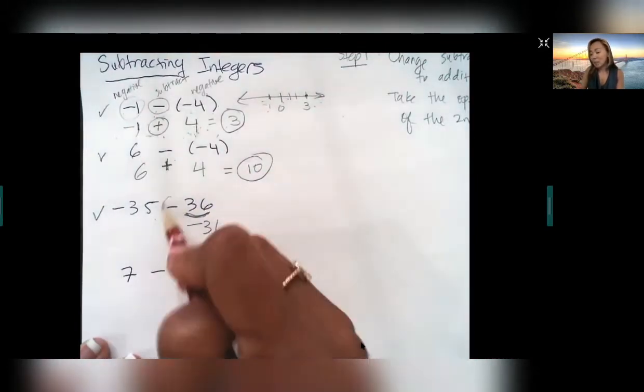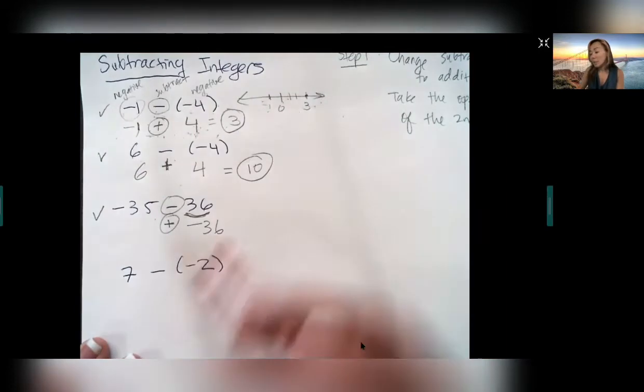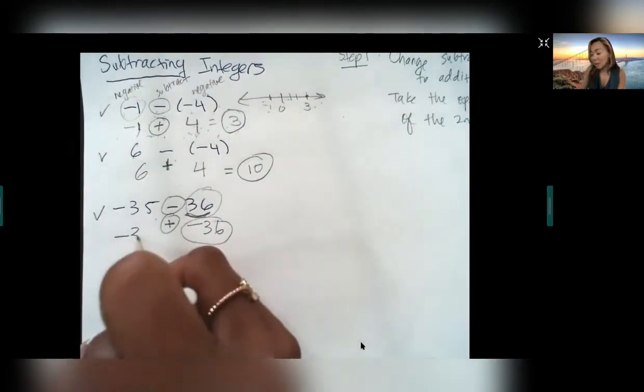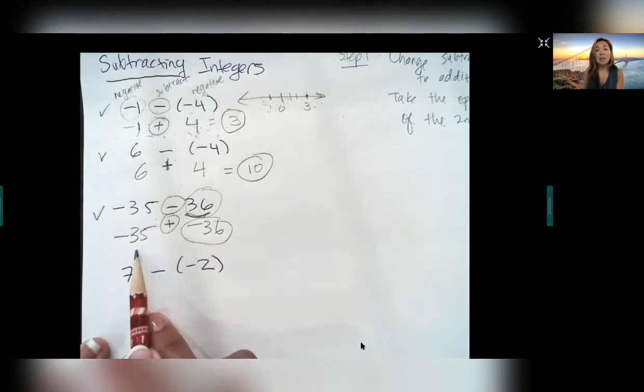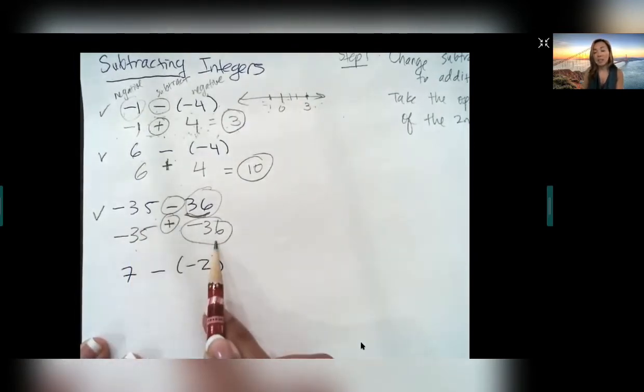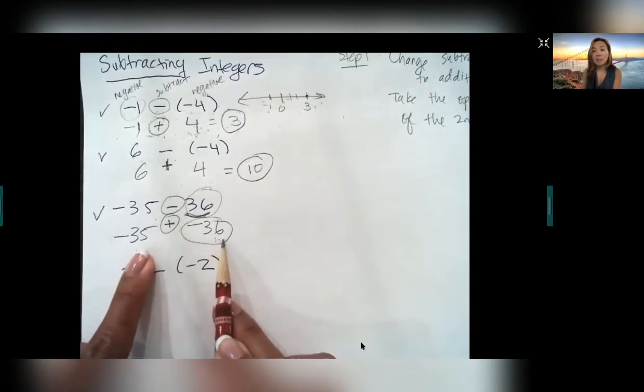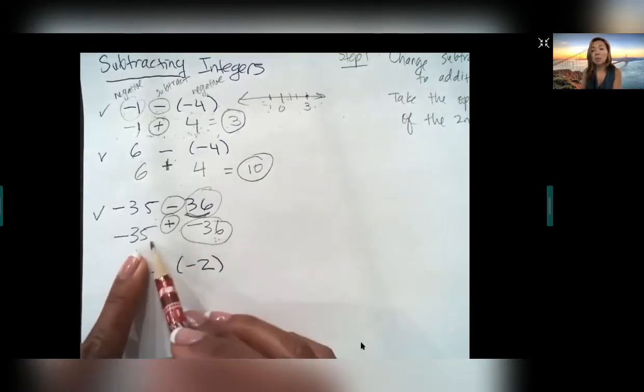So again, this is subtraction, becomes addition. This positive 36 now becomes a -36. And here I have a -35 in the front. So -35 plus a -36. So we're adding two numbers which are moving to the left, right? They're both moving to the left.